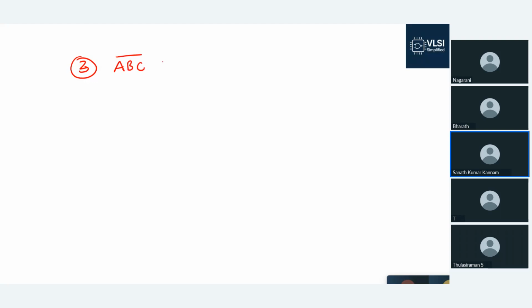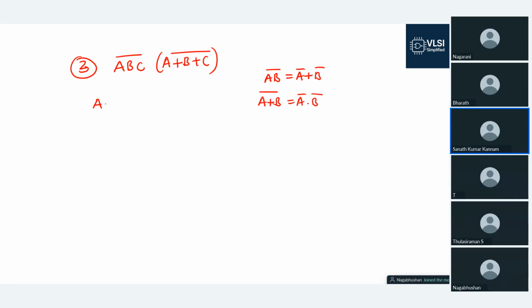ABC bar and A B C whole bar. Okay, so apply De Morgan's law. What is De Morgan's law? AB bar equal to what? A bar or B bar, and next, A or B whole bar equal to what? A bar and B bar. Okay. This is nothing but A bar, B bar, C bar.